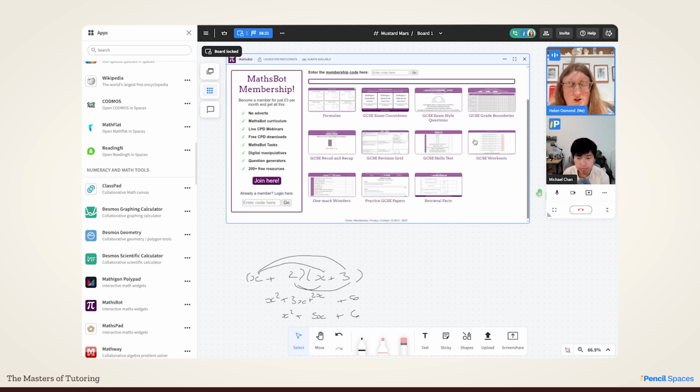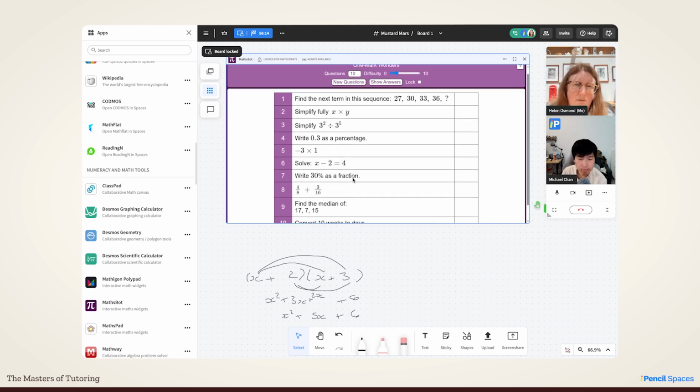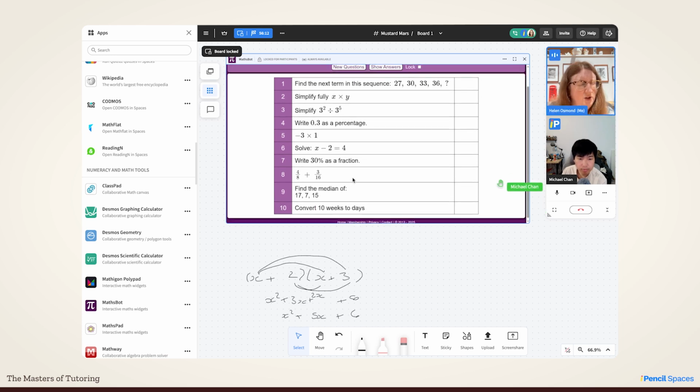So if I wanted to, well, let's just warm up my students, for example. This is a batch of 1 mark wonders. It's just 1 mark, but I could use it to warm up my students to start with. So Michael, can you work out what the next term is in the sequence if it goes 27, 30, 33 or 36? Yep, we would hope so.